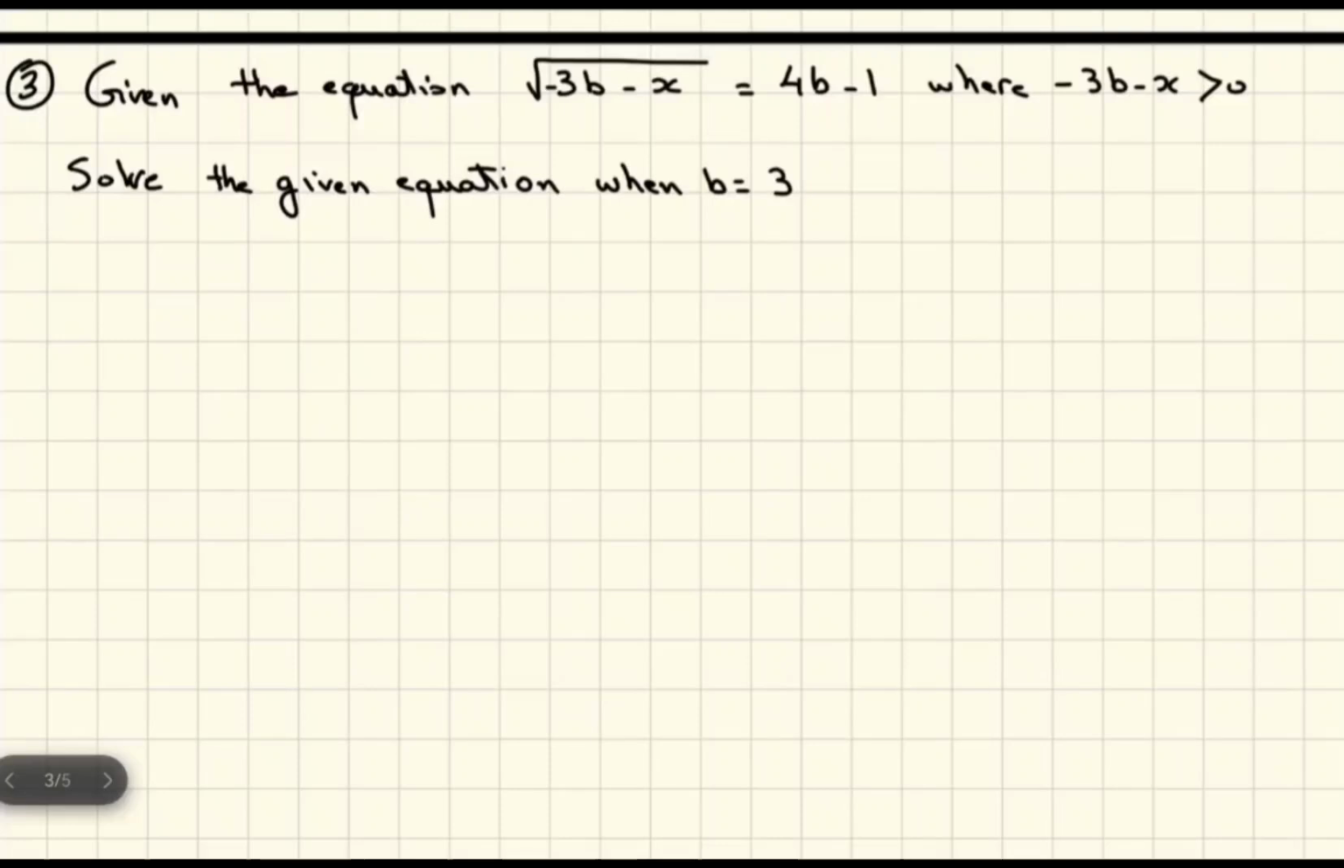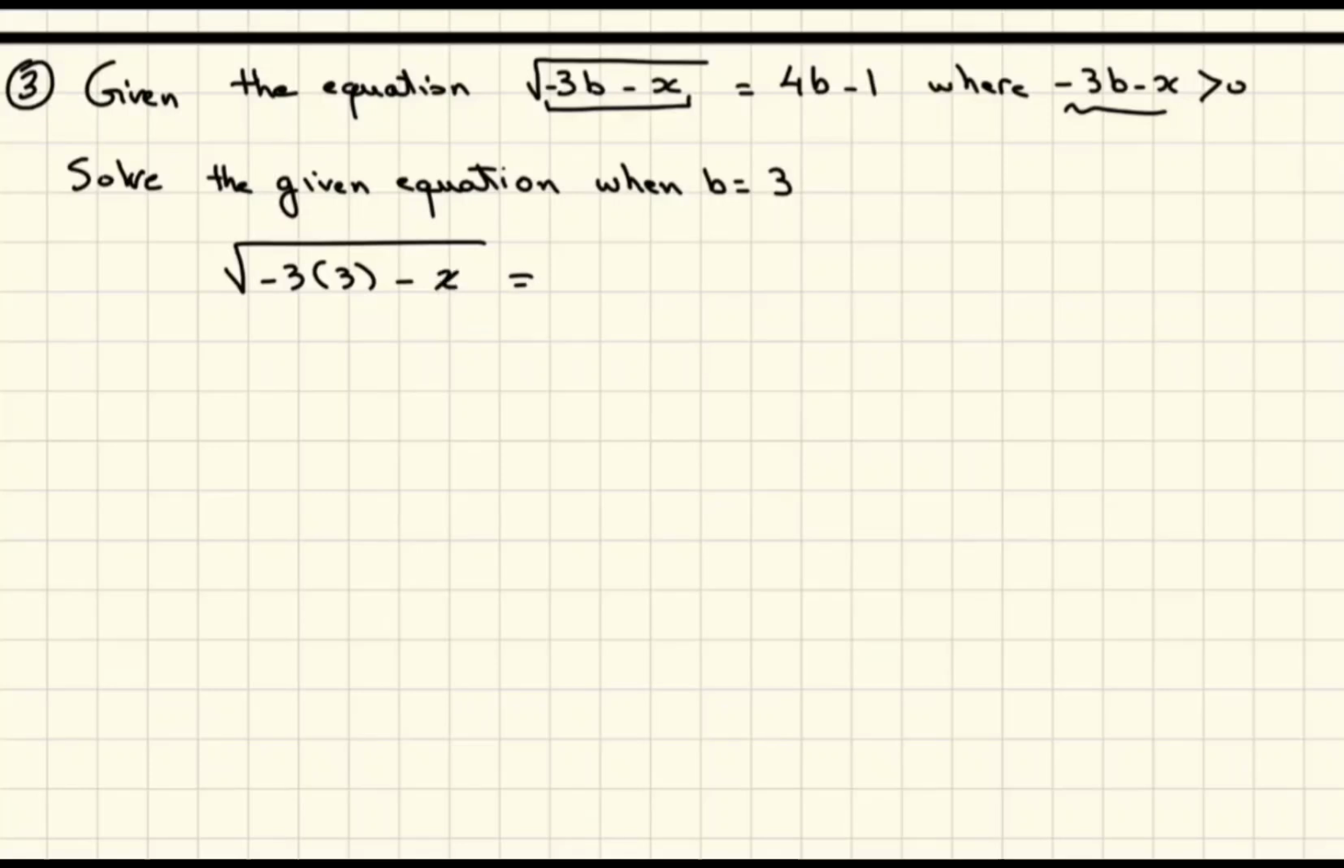Alright, number 3. Given this equation, and they wrote the condition, what is under the radical must be positive, solve the given equation when b equals to 3. So this is what I will do. I will write radical. They told you b is equal to 3. Replace it. So you get radical of negative 9 minus x equals to 12 minus 1. 12 minus 1, directly you can write it as 11.